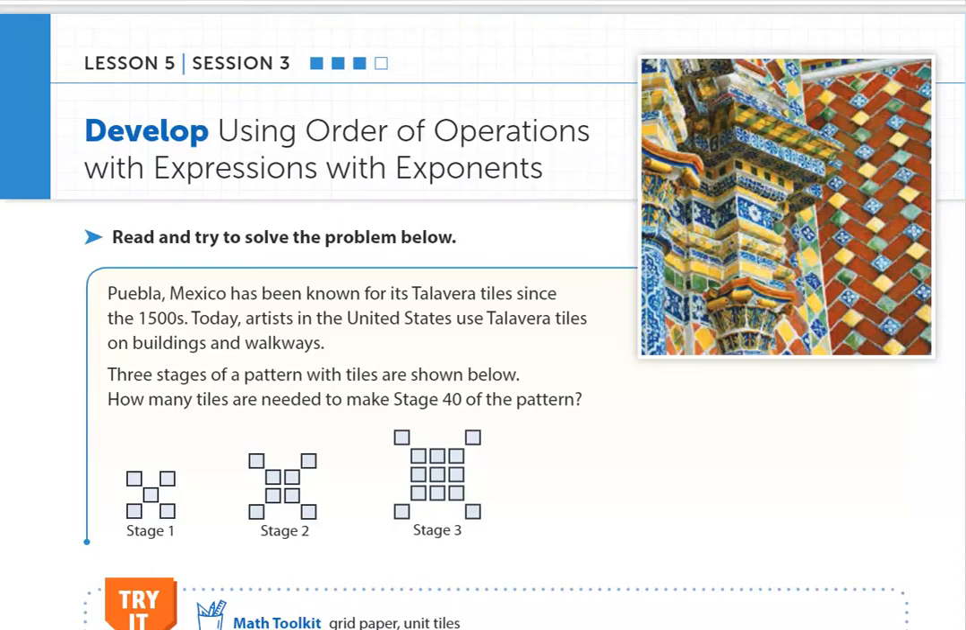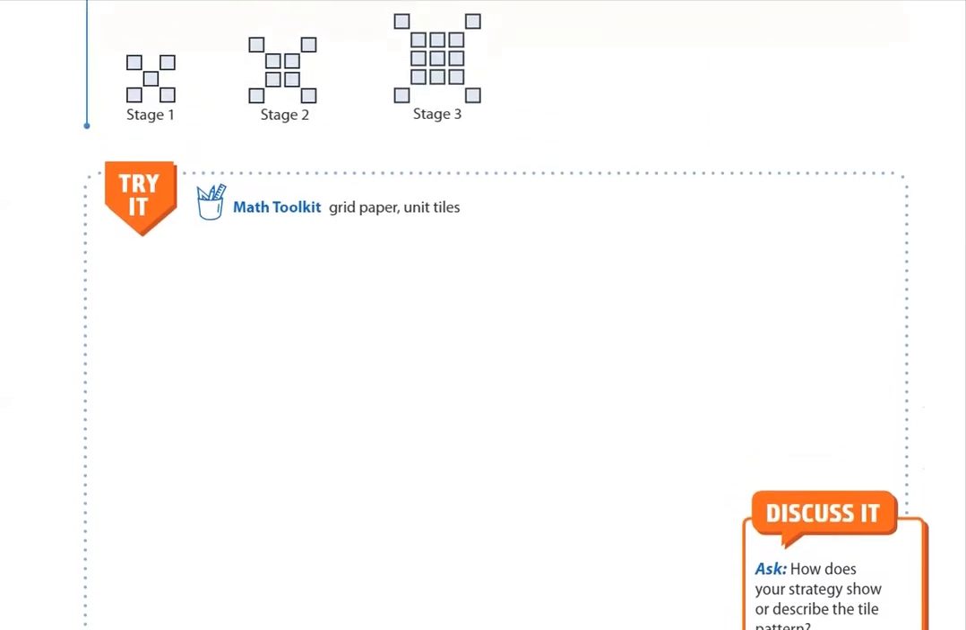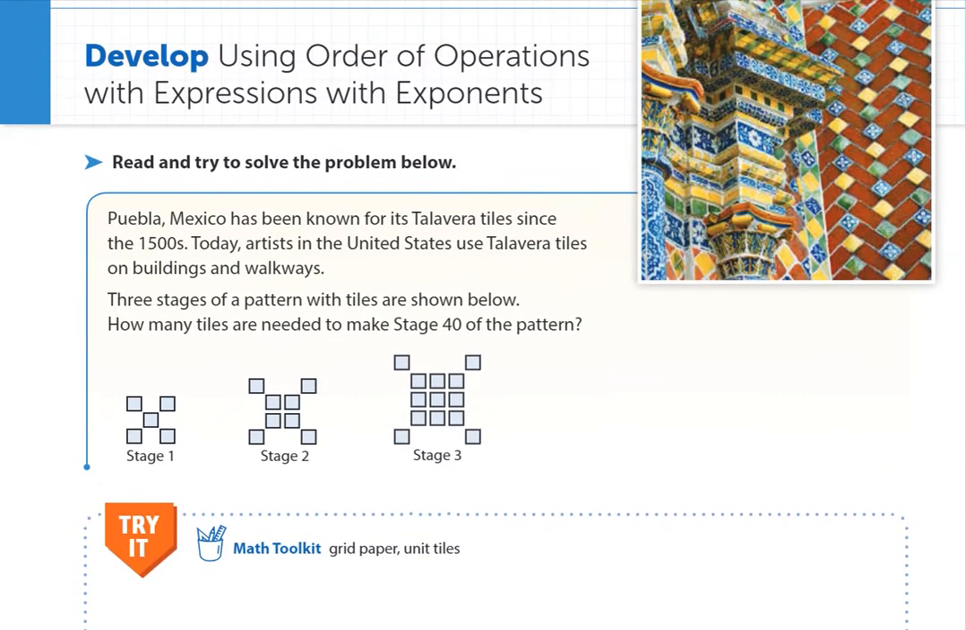Hey 6th graders, this is Lesson 5, Session 3 in your books. It starts on page 97, and today we are using the order of operations with expressions, aka math problems, that include exponents.